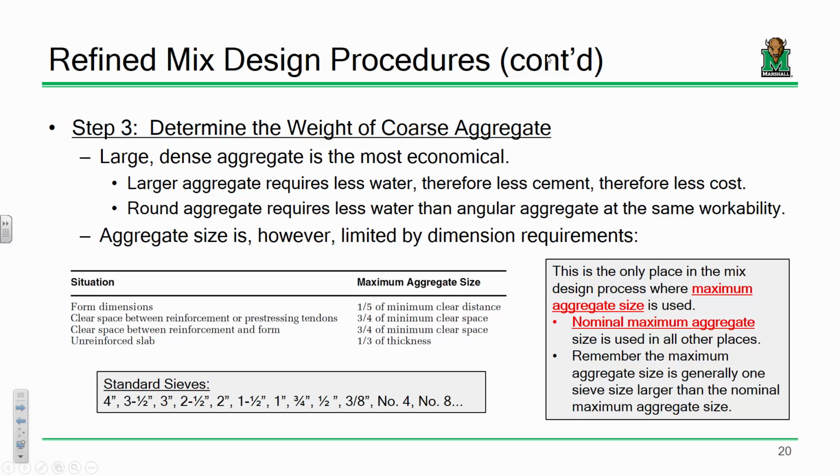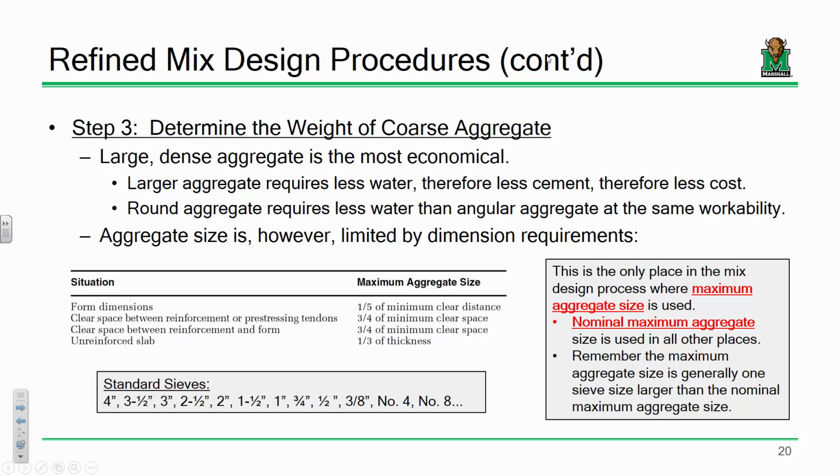This is the only place where we use that one size bigger, because we're trying to be conservative and ensure that those individual particles can fit in your forms, between the bars, and between the bars and the formwork. Everybody okay with that? Everywhere else we're going to use nominal maximum aggregate size. I also threw in standard sieves, so if you know your nominal maximum aggregate size is 1.5, then the max aggregate is 2.